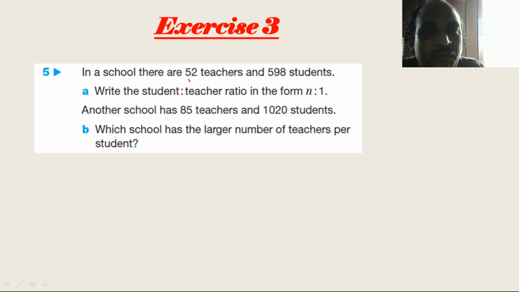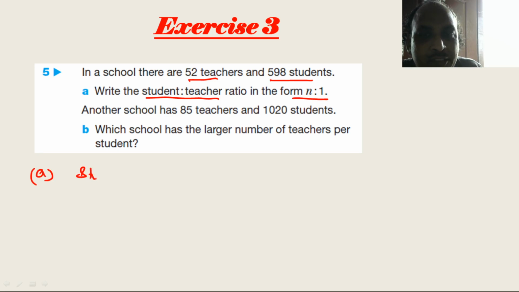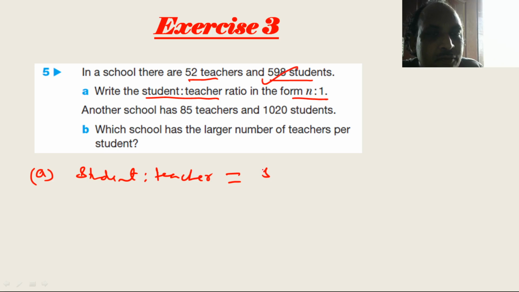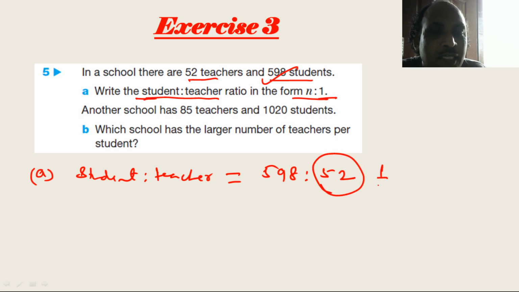Now, in a school, there are 52 teachers and 598 students. Write the student-teacher ratio in the form n is to 1. So, student-teacher ratio. Student is to teacher. So, student is 598 is to teacher is 52. We have to express it in the form n is to 1. N is to 1 means this part has to become 1. If this part has to become 1, we need to divide by 52 for both parts.